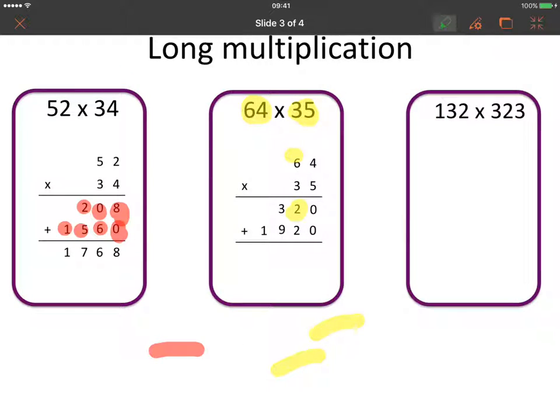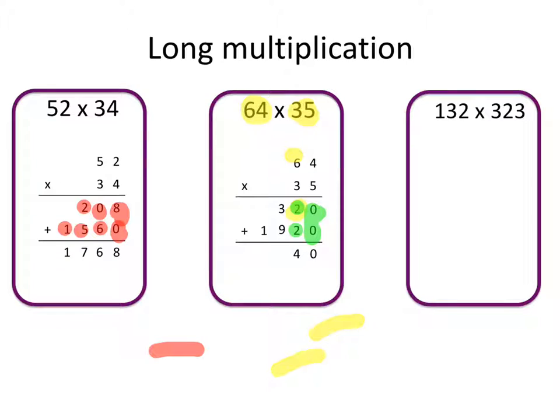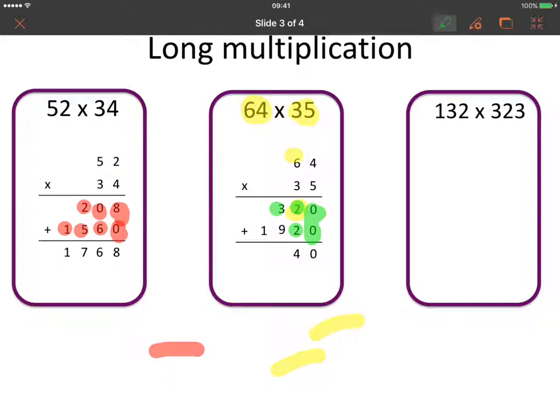Now, 0 add 0 is 0, and 2 add 2 is 4. 3 add 9 will give me 12, but I cannot forget to carry, and therefore the 1 and the 1 will add to make 2. And now I'm done. So the answer to 64 times 35 is 2,240.